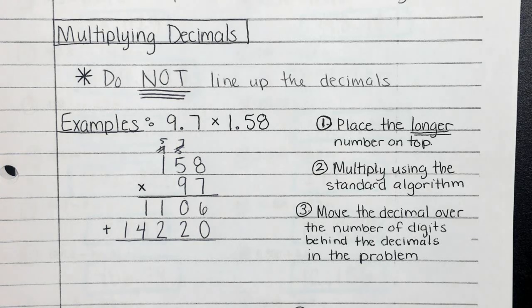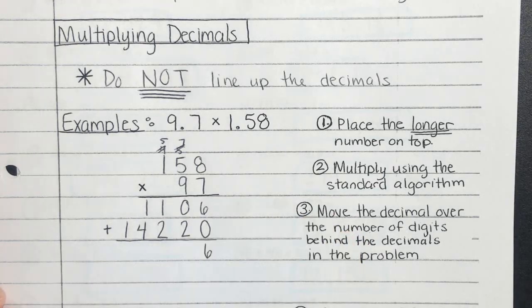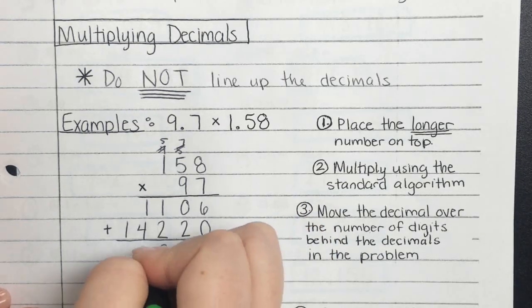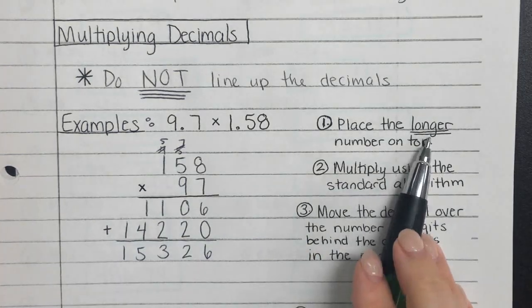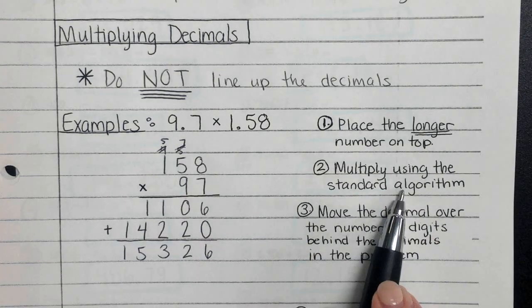Okay. All right. So let's add that up. 6 and 0, 6. 0 and 2, 2. 1 and 2, 3. 1 and 4, 1. Okay. All right. So we put the longer number on top. It said multiply using the standard algorithm. That's what we just did.